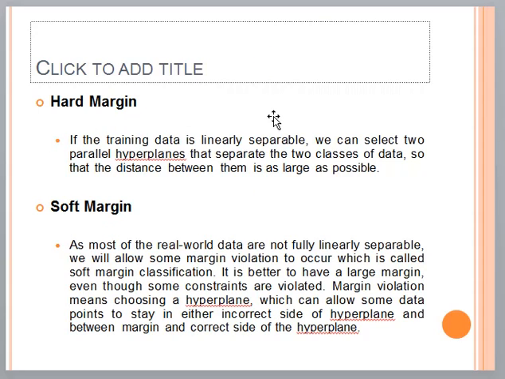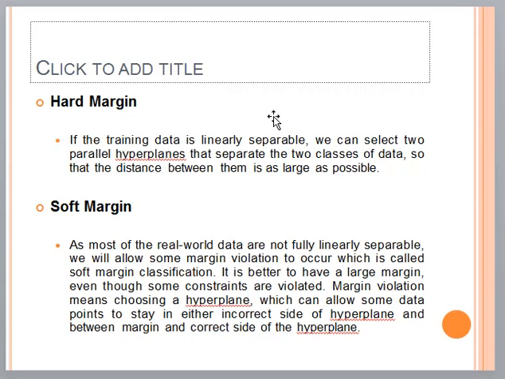Another definition is a hard margin or a soft margin. A hard margin applies if the training data is linearly separable, right? For example, it means that we can have a line which can exactly classify two different classes. So we can select two parallel hyperplanes that separate the two classes of data, so that the distance between them is as large as possible. In that case, those two hyperplanes can separate those two different sets of data, and we can have the distance between them as large as possible. So that will be considered as a hard margin.